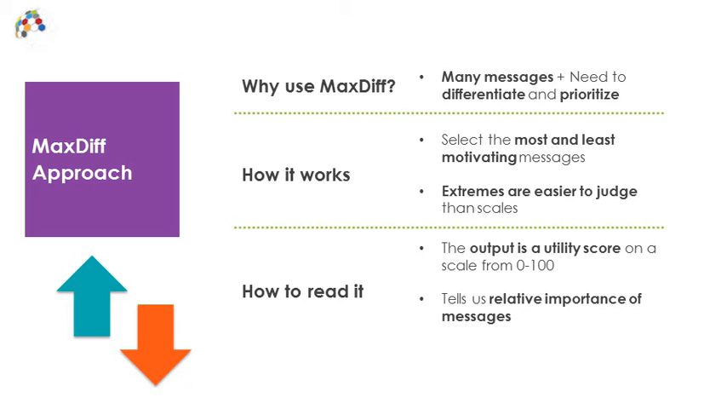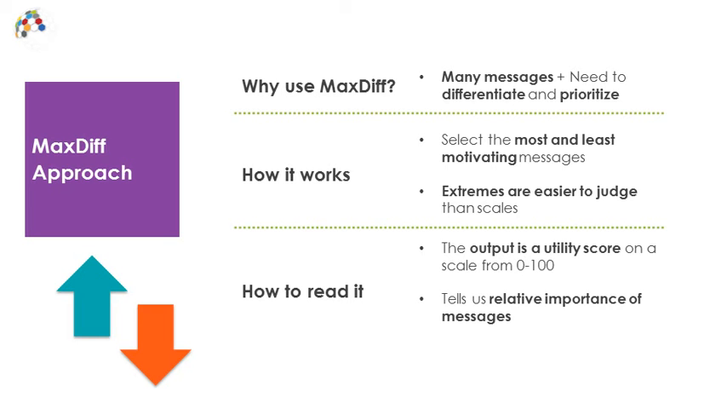motivating component. A max diff, for those of you who are not familiar, is a form of a forced trade-off exercise where respondents would go through and see about 4 or 5 different sets of messages, and they would select the one that's most motivating and the one that's least motivating. And they would go through this exercise about 12 to 15 times. And from that, we are able to get the relative importance of each of the different messages that were evaluated.